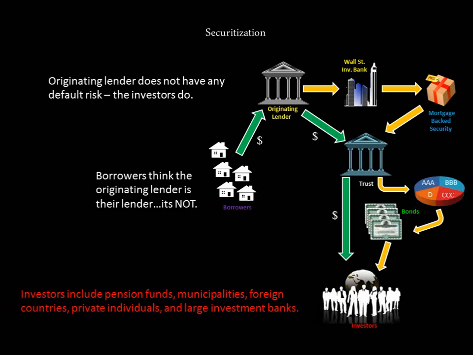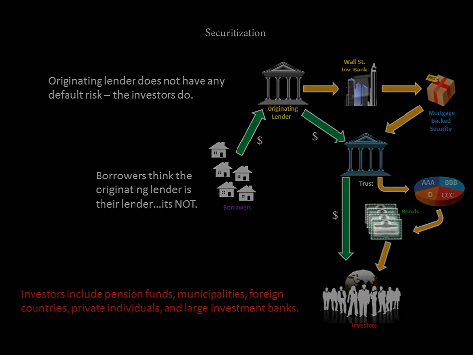As you can see, with a securitized loan, the originating lender does not retain the borrower's default risk. The borrower, on the other hand, thinks the originating lender is their lender. That is not true. This is all obscured from the borrower. This is important to note and will become clear as to why this is later on in this presentation.